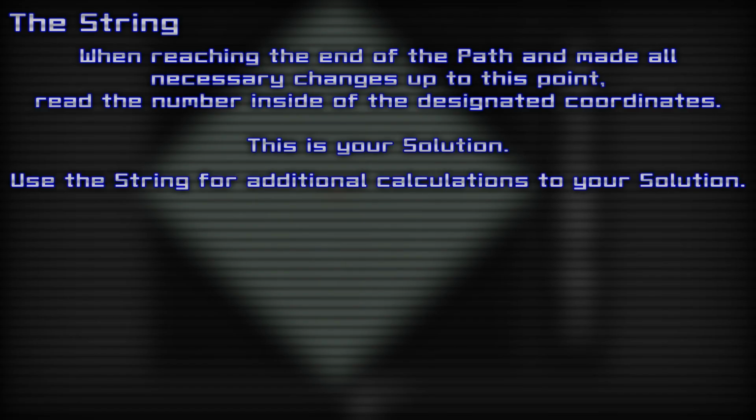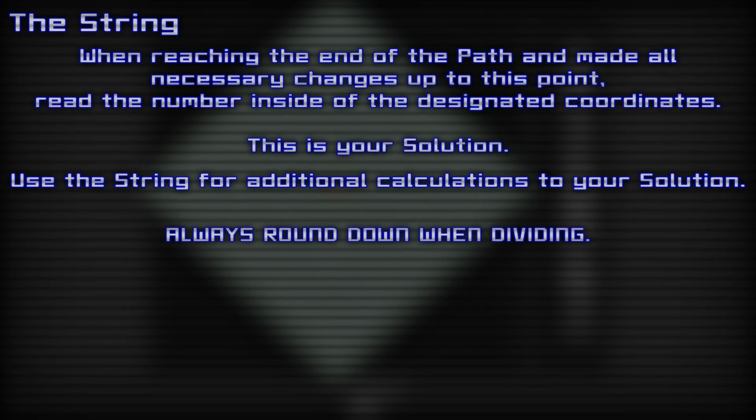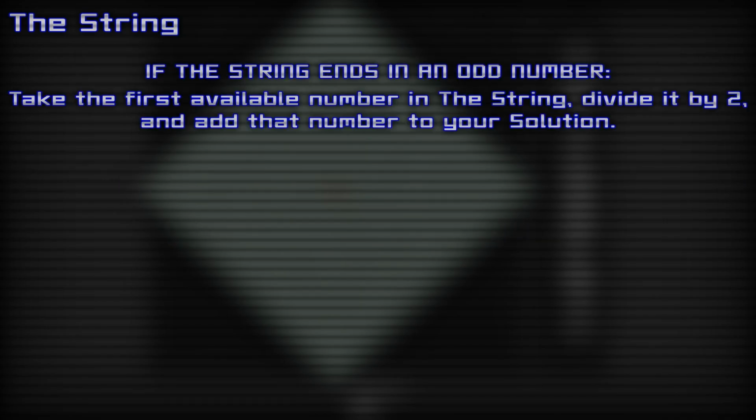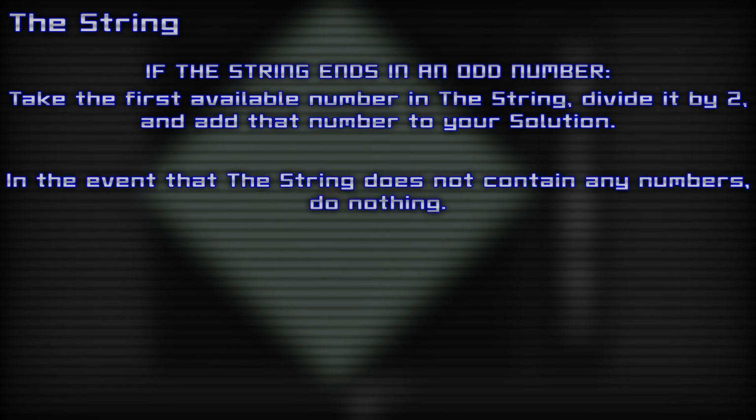However, we're not done yet. There are still a few more calculations we need to do. From this point forward, always round down when dividing. If the string ends in an odd number, take the first available number in the string, divide it by 2, and add that number to your solution. In the event that the string does not contain any numbers, do nothing.